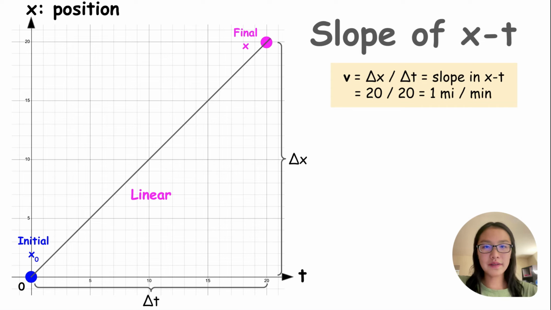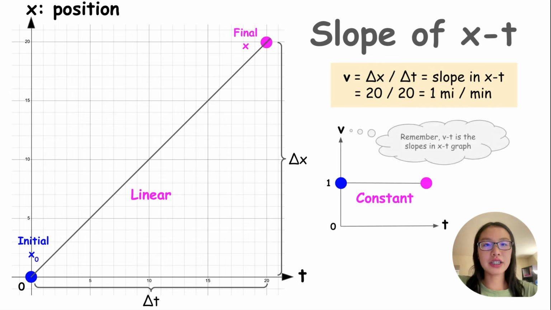So, it's not difficult to understand that the corresponding velocity-time, or vt graph, will be a constant horizontal line at 1 mile per minute on the y-axis. This horizontal line shows that the velocity remains the same throughout the time period.